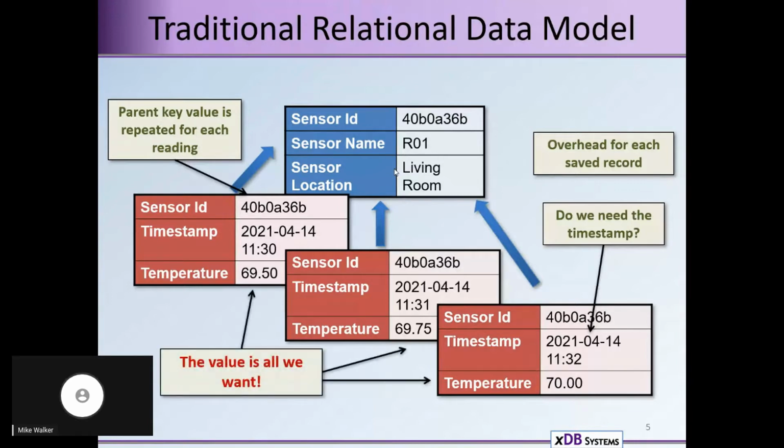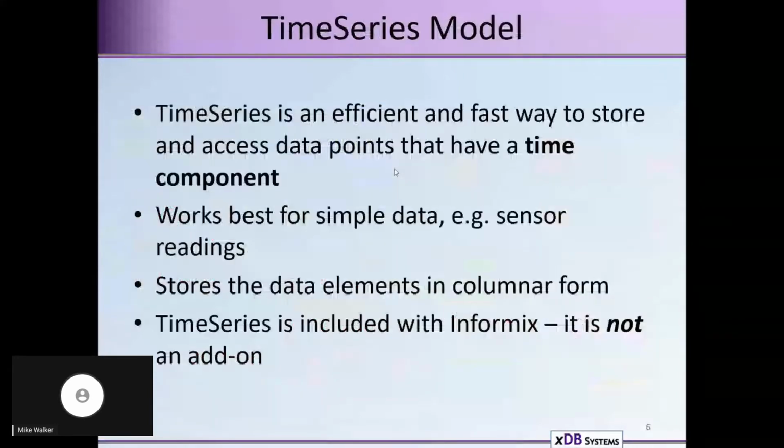Now, really all we're interested in for this particular sensor is that temperature reading. So we've got a lot of other stuff just to maintain this model when all we need is that simple temperature. Now, a time series model is a bit different. This is a really fast way to store that data that has that time component. And it's best used when we're talking about simple data like temperature readings, that kind of thing, electricity readings.